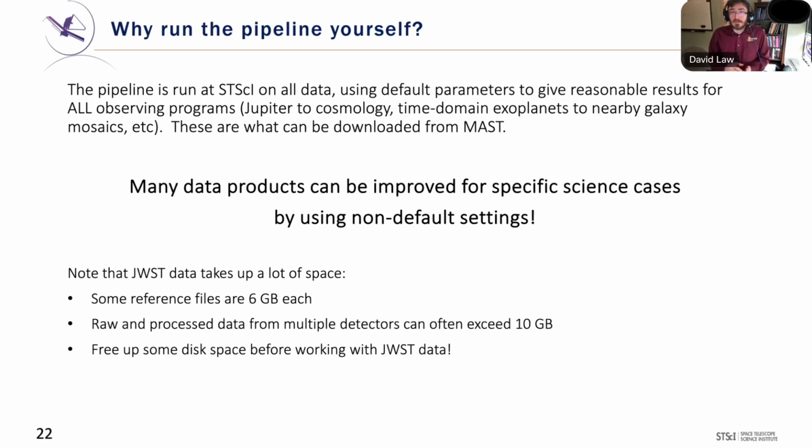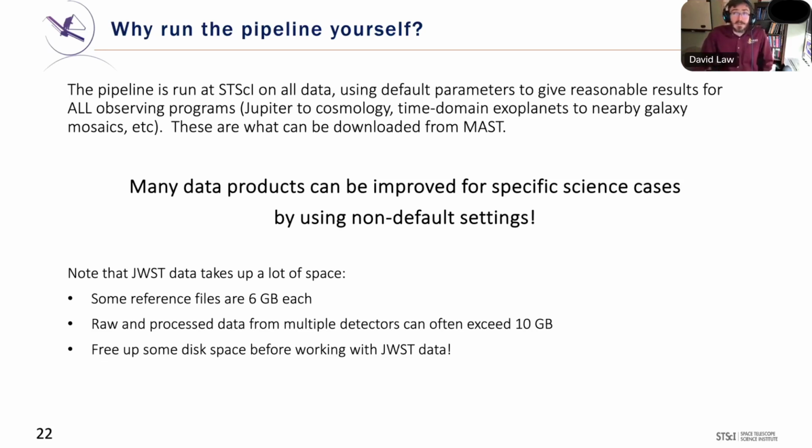And so there's always going to be improvements that you can make to the data quality for specific science cases by using non-default settings. That requires scientific judgment, your scientific judgment about what your data needs in order to help make it better. That's where we try to allow the pipeline to provide the tools that you need to make those improvements, but it's going to be your judgment as to whether or not those improvements actually help your data.